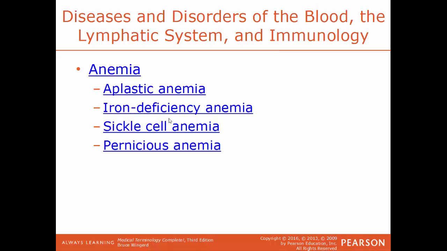See, next one, sickle cell anemia. This is an inherited form of anemia where the red blood cells, instead of being flat and round, have a sickle or a crescent shape to them, which is where the name comes from, sickle cell anemia.